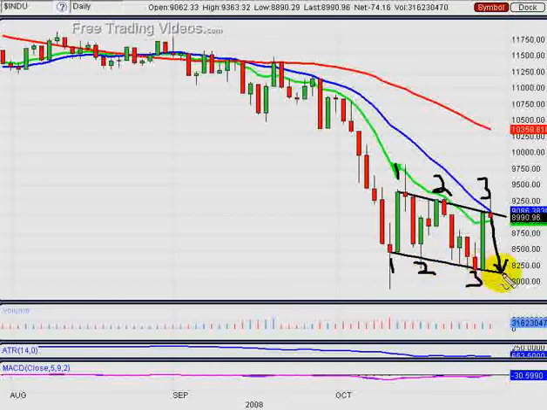Now if the support, the lower trend line being support here holds, which is possible, then we're looking for the breakout to the upside. That's what I'll be looking for in this market.